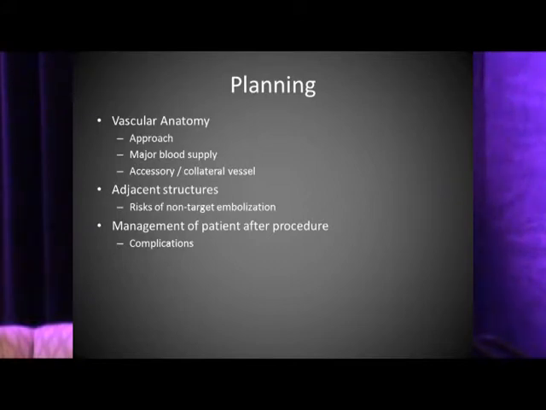Lastly, or second to last, is adjacent structures. If we're using some type of embolization agent, we want to make sure that we're far enough along that we're not obstructing or having any type of non-target embolization. And lastly, we're always taught to think of complications even after the procedure, whether it be a hematoma from a dislodged closure device or some type of complication afterwards. We want to make sure that we're aware of those and plan for those before we even start the procedure.